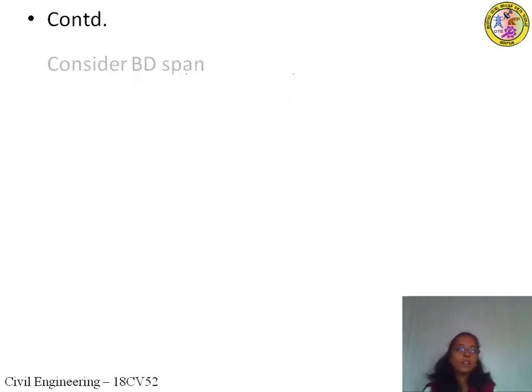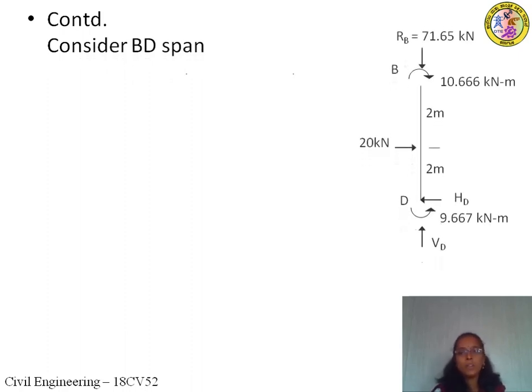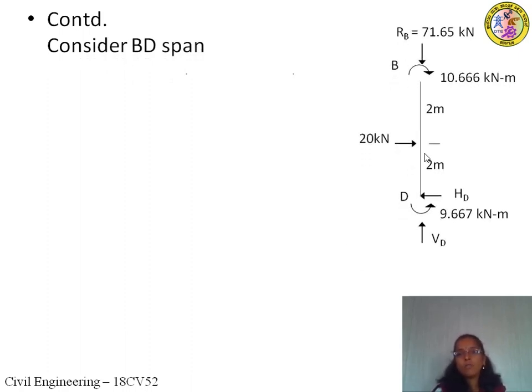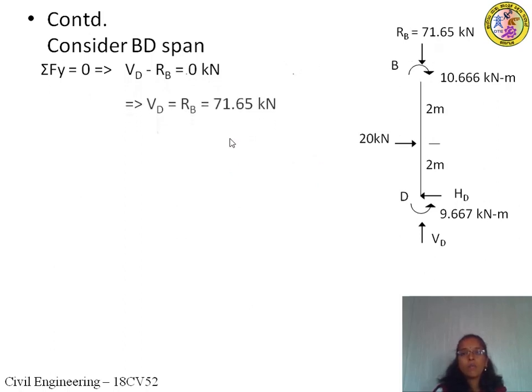Let us consider the vertical member BD. So BD along with the loading and the reactions are shown in the figure, along with the end moments. So let us apply sigma Fy is equal to 0, which implies VD minus RB equals 0. Therefore VD will be equal to RB, that will be equal to 71.65 kilonewton.